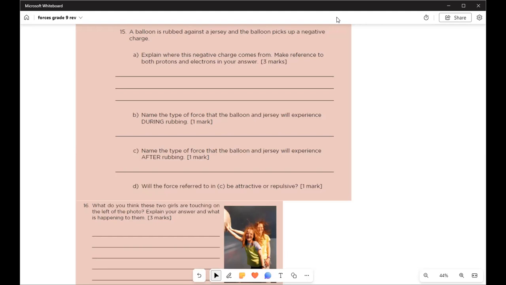Since the balloon has a higher electron affinity, it's going to steal or take electrons from the jersey, resulting in an excess of electrons. And hence we're going to say it is negatively charged. And the jersey, we will say it is positively charged. And that's the answer. But I just want to elaborate more.